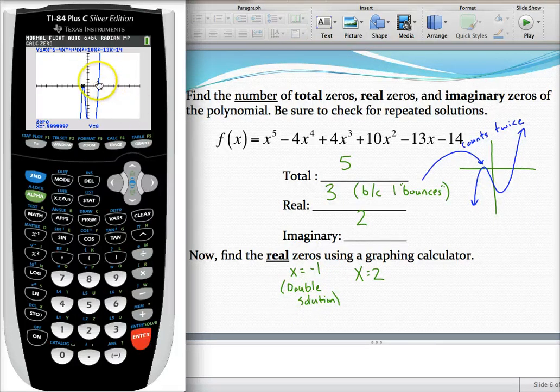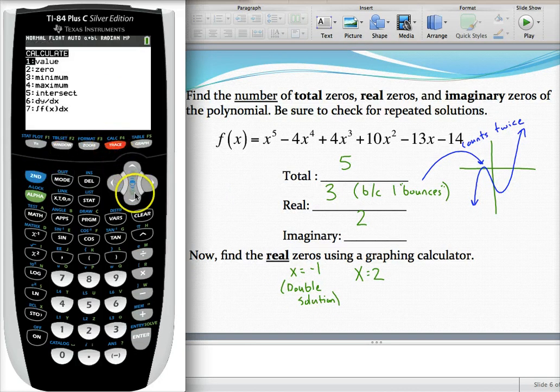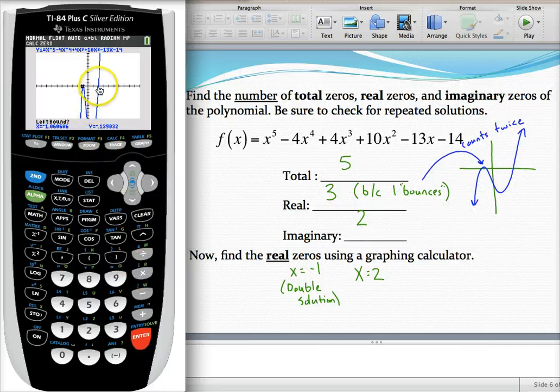Let's do the same thing over here and find this second zero. So I have to repeat that process. Second trace, select zero, and press enter. Once again, I need to go to the left and right. Now, this is where it gets a little confusing for some people, because left and right really means above or below in this case. So let's trace over there, and watch where your cursor is so you don't lose it, because these can jump really fast.